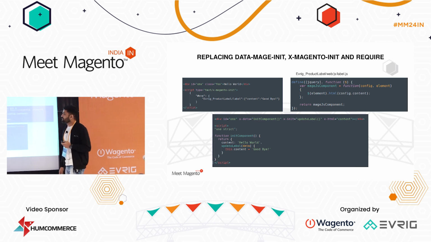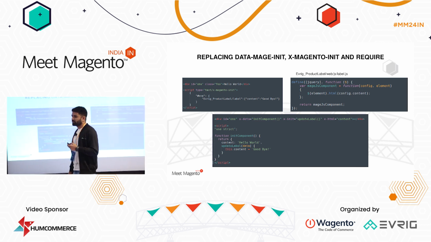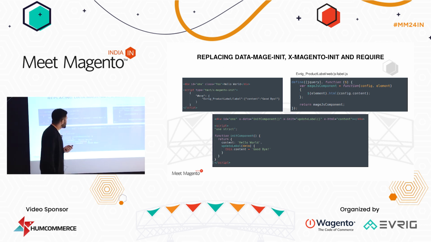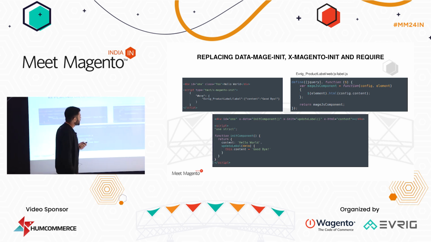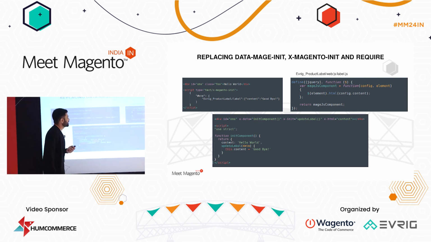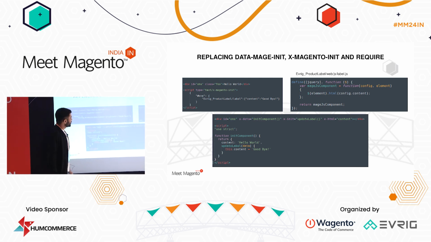Like with the Luma theme, we use Magento to create an external JavaScript file for our specific element and then update the element's content using that external JavaScript file. But with Hyva, we can do it in the same file. Like I have given an example.